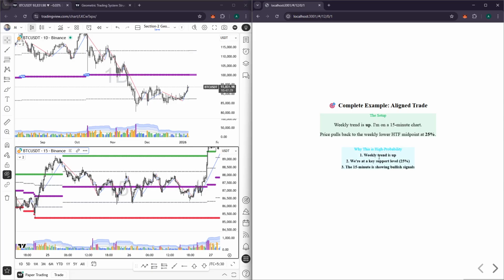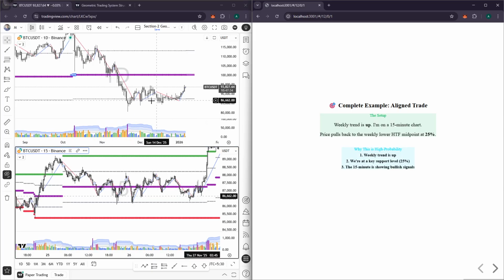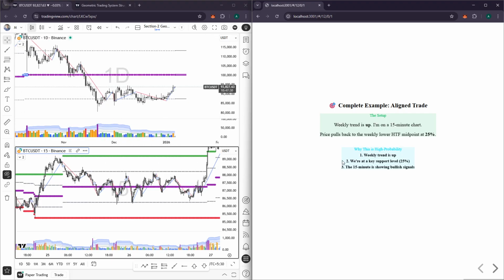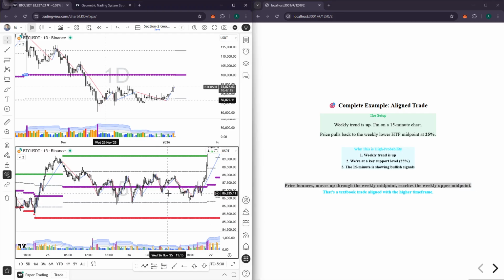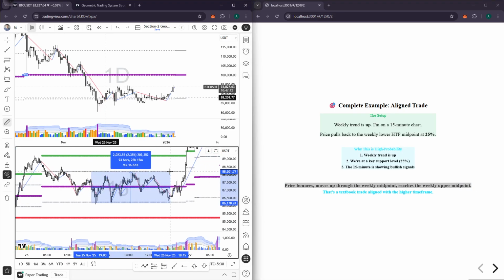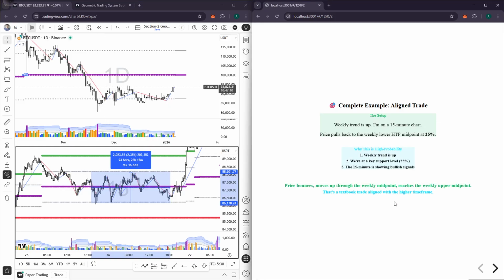So we can see here, why is this a high probability trade? The daily trend is up here. You see, it's making higher highs, higher lows. And we are at a key support level, which is the 25% level in both of them. So the 15-minute is showing a bullish signal. Price bounces, moves through the weekly midpoint, and reaches the weekly upper midpoint. That's the textbook trade aligned with the higher time frame.